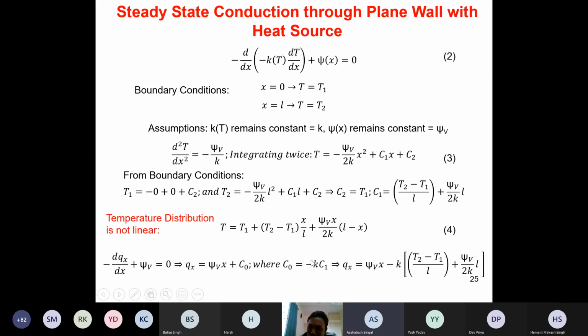Correct. So if you put C1, which we have already obtained, in this equation, what we are going to get is qx given as psi v x minus k (T2 minus T1)/L plus psi v L divided by 2. This is the final expression. Again, this particular expression is given incorrectly in the book, with the minus sign. Just check. Is it correct?